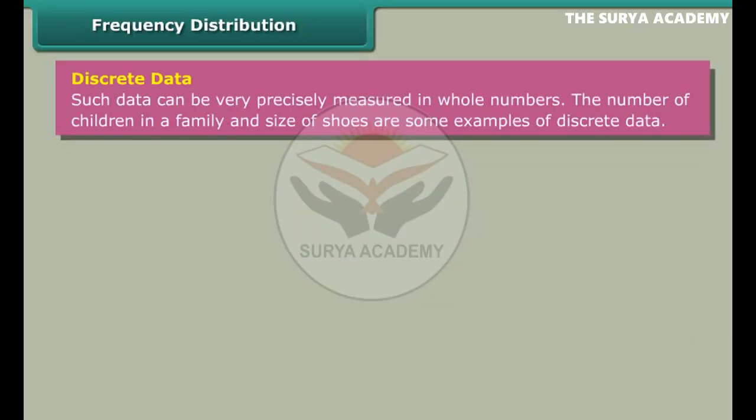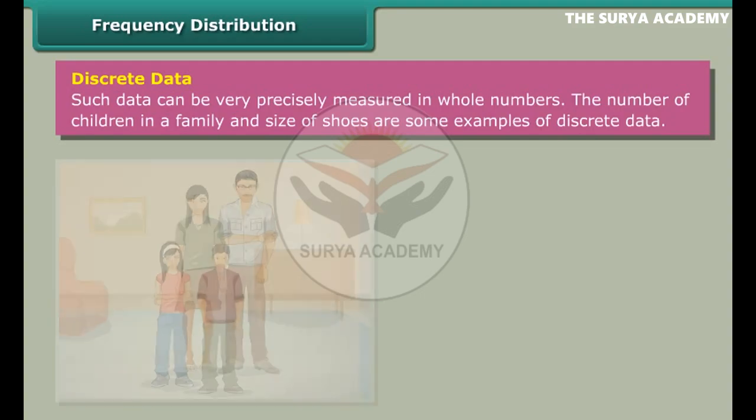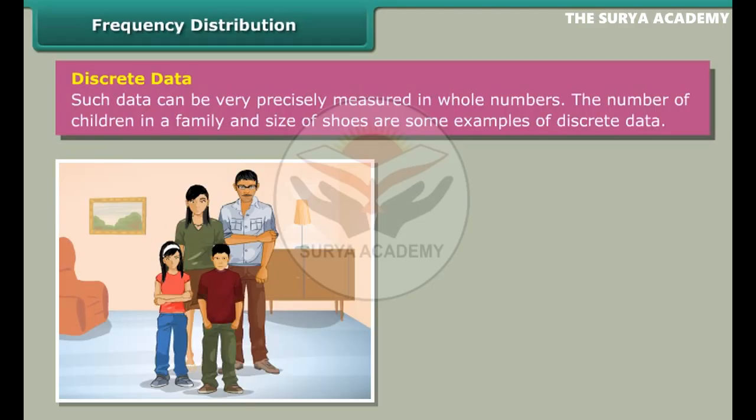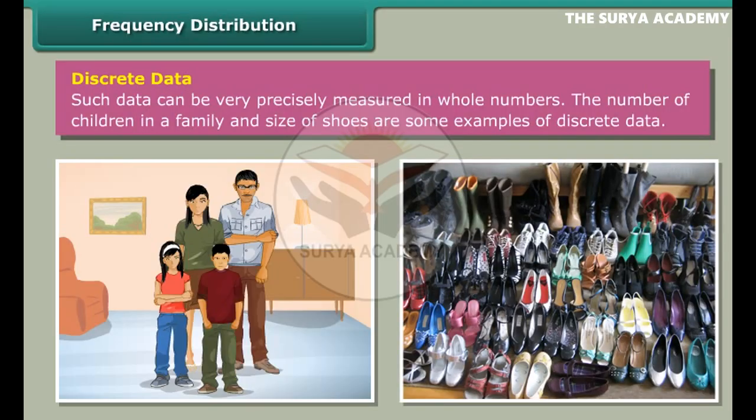Discrete data. Such data can be precisely measured in whole numbers. The number of children in a family and size of shoes are some examples of discrete data.